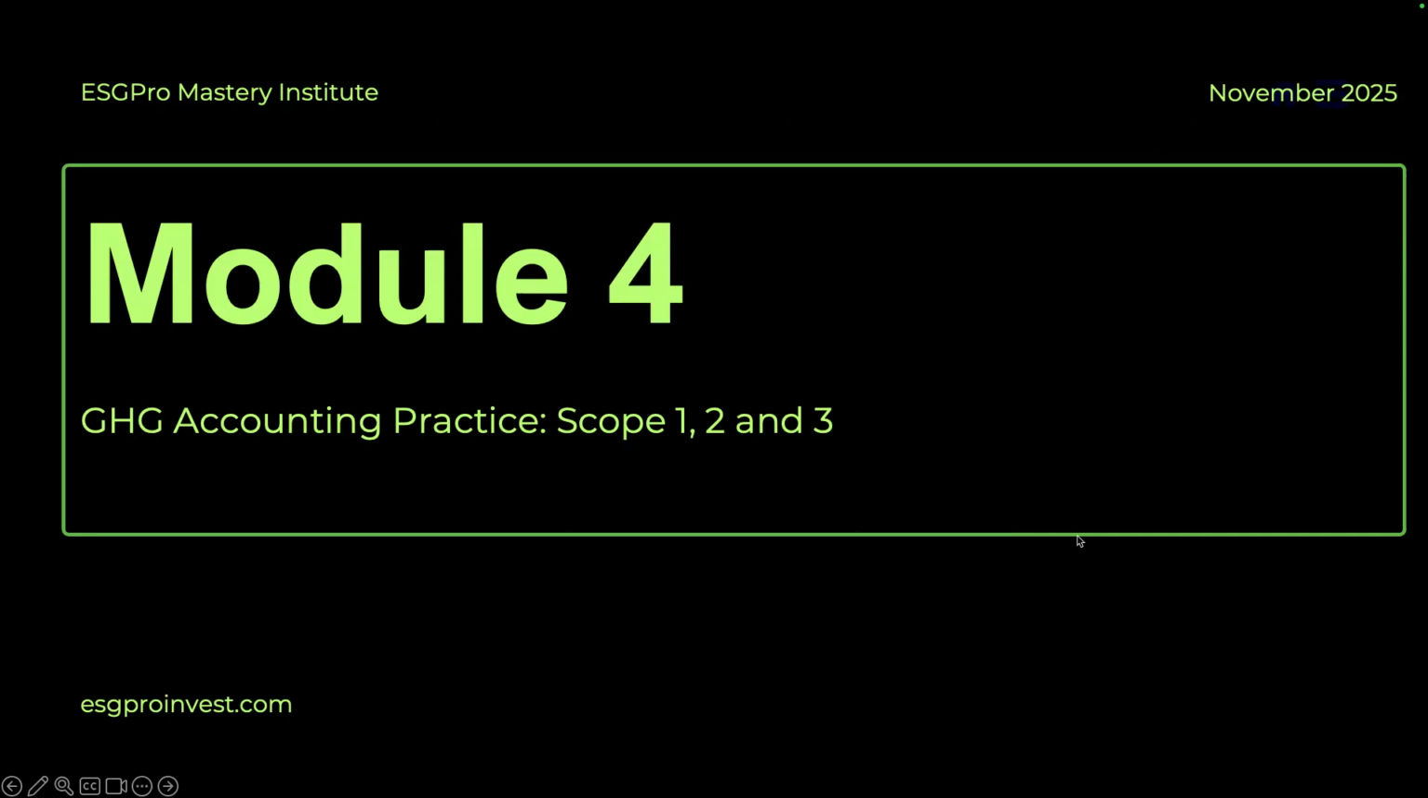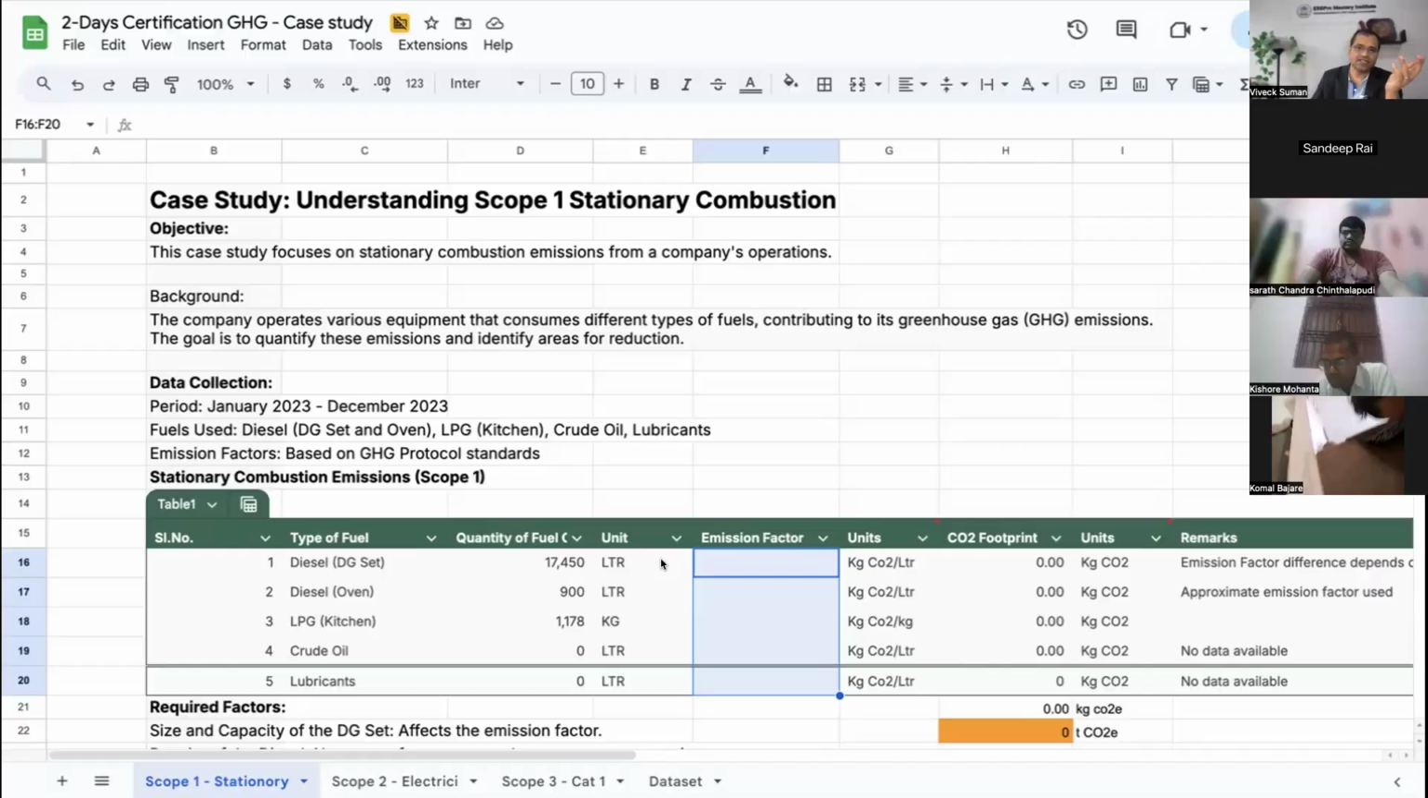Module 4, which is practice. So I hope everybody has access to the Excel sheet. Let me share my screen. Of course, my Excel sheet will be a little different because I have the case study as well. You have only the data set, right? So you can open a new Google Sheet or Excel sheet and start doing this calculation live.